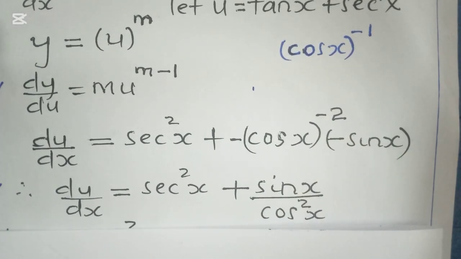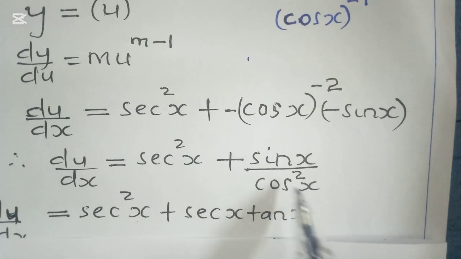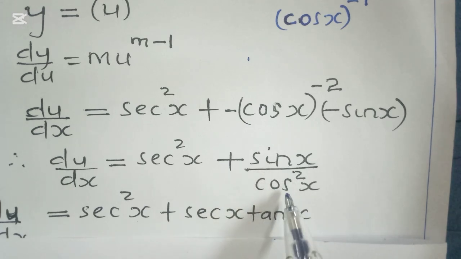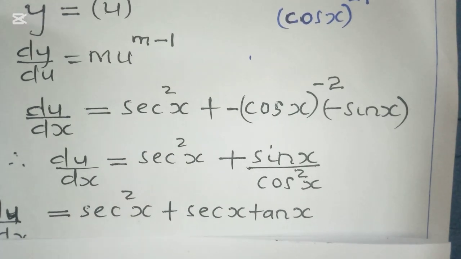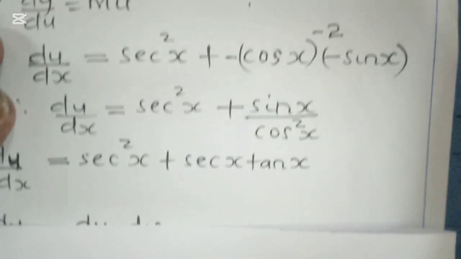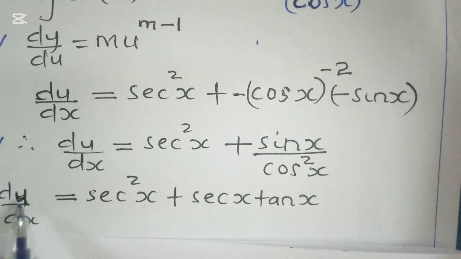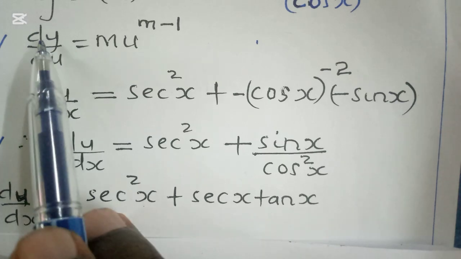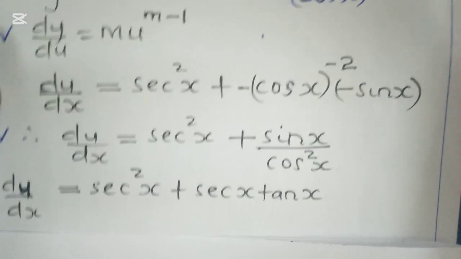With that, we can write it in terms of tan and sec, because here we have sin x. One of the cos x will form tan x, that is sin x over cos x, and then we remain with 1 over cos x, which is sec x. So the derivative of sec x is sec x tan x. This is now du dx. We had dy du.